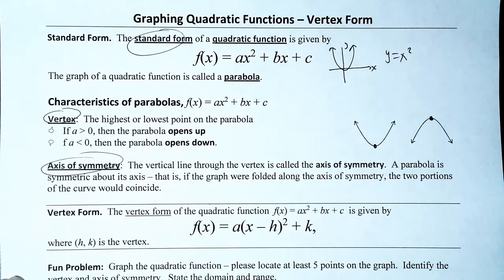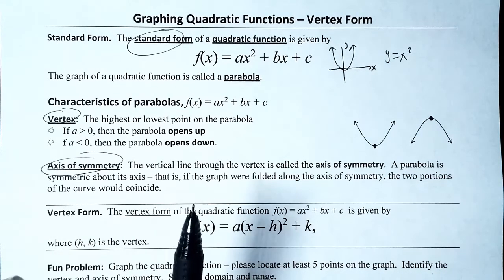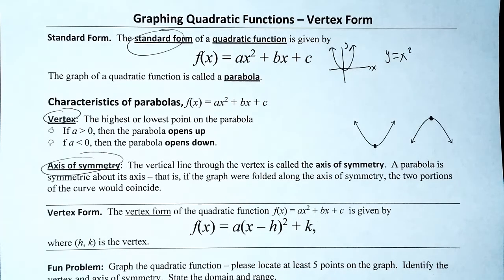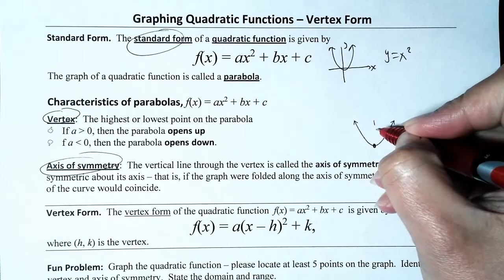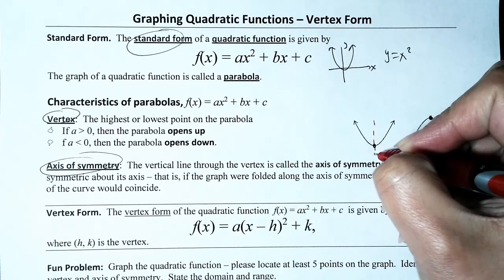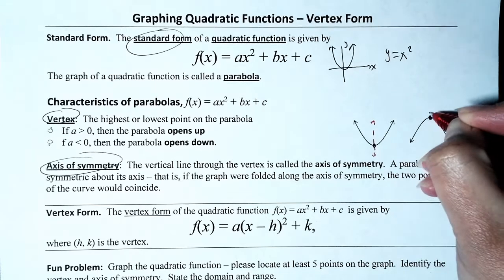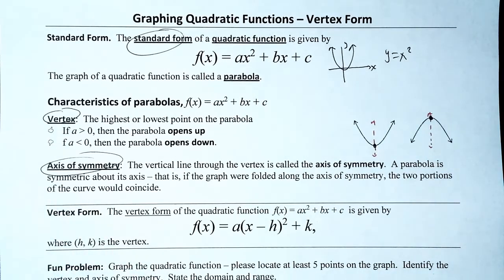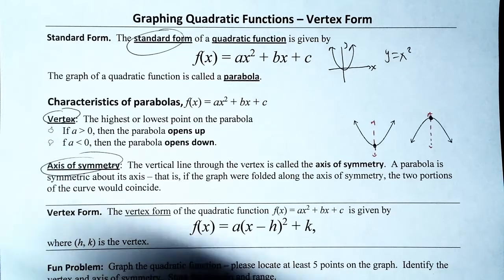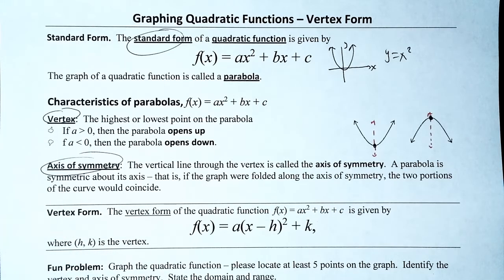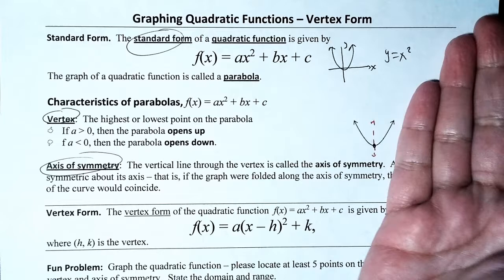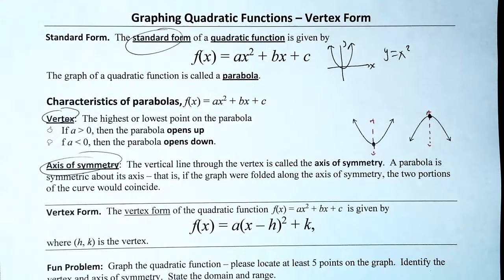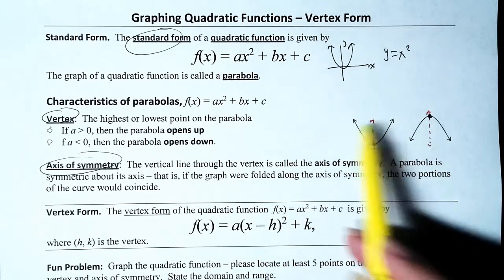Cool. Awesome. So axis of symmetry, what is that? The axis of symmetry is the vertical line that goes through the vertex. So we identify the vertex and then we draw a vertical line through it. Now, what is so special about the axis of symmetry? The special thing is that if I were to take one side and fold it about the other side along the axis of symmetry, I should get the other side.